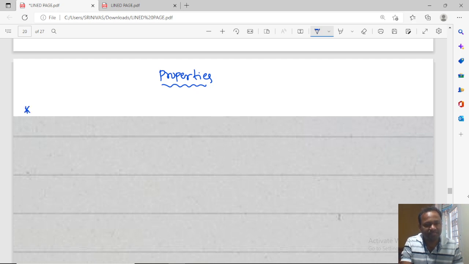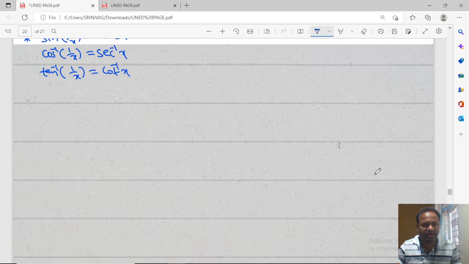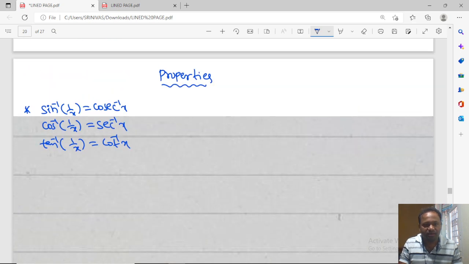First property, sine inverse of 1 by x is equal to cosec inverse x. Similarly, we can write cos inverse of 1 by x is equal to sec inverse x. Tan inverse of 1 by x is equal to cot inverse x. Okay. After that, here only I will write one more. What is that?